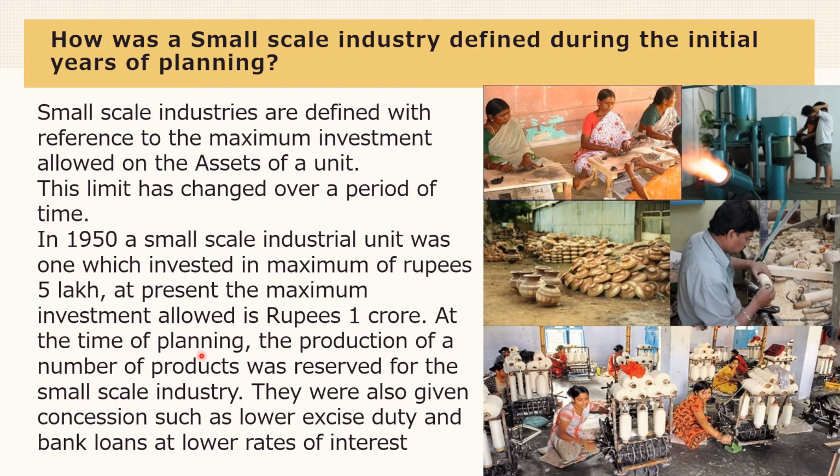At the time of planning, the production of a number of products was reserved specially for the small-scale industry. They were also given concessions such as lower excise duty and bank loans at lower rates of interest. Just to encourage small-scale industries, these measures were taken.